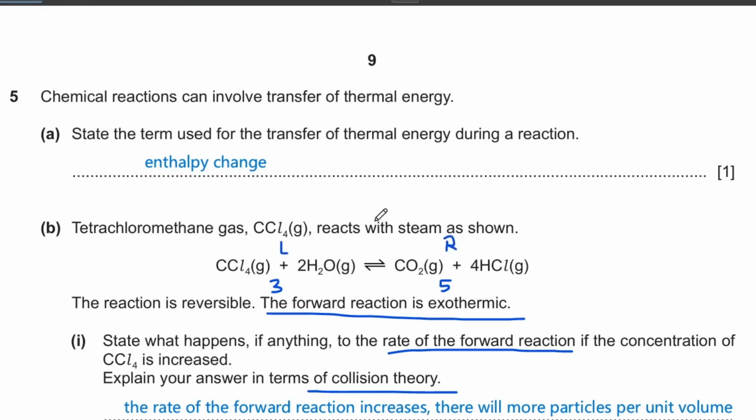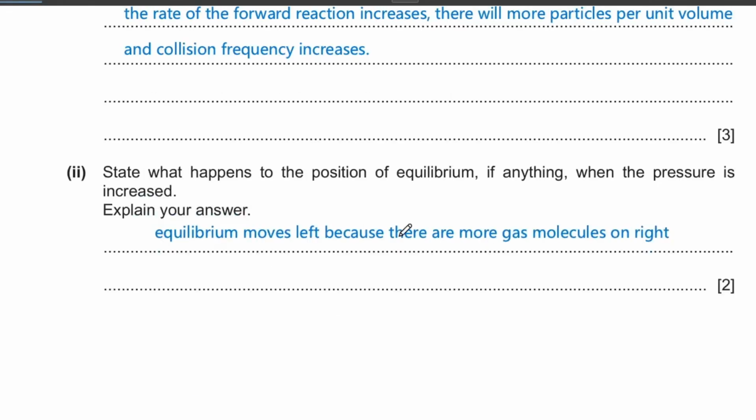So therefore, when we increase the pressure of this reaction, the equilibrium will shift to the left because there are fewer gas molecules. So the equilibrium will shift to oppose the change in pressure. So therefore, our answer will be equilibrium moves left because there are more gas molecules on the right. So you have to write the reason. It's a 2-mark question. So don't just stop at equilibrium moves left and that's all. You will lose a mark. You have to add because there are more gas molecules on the right.